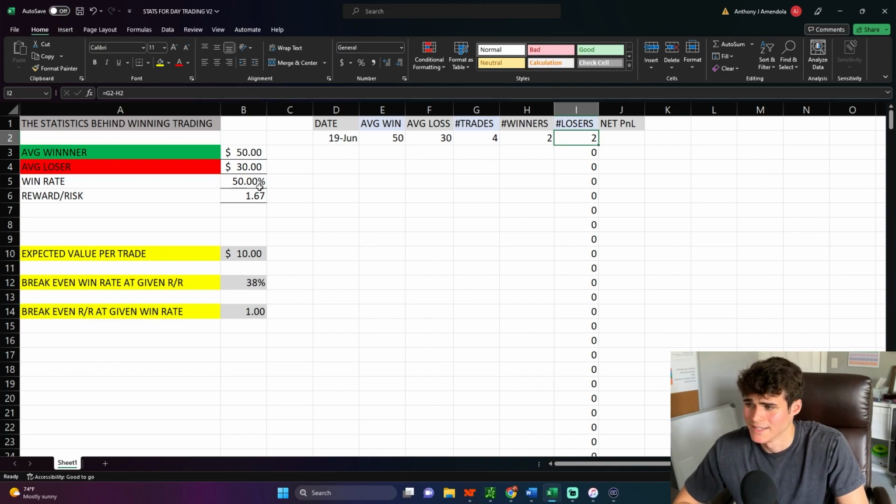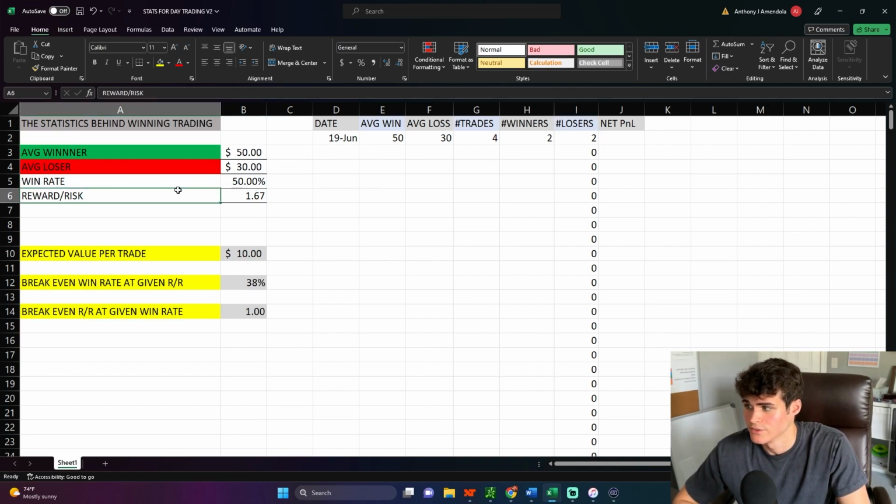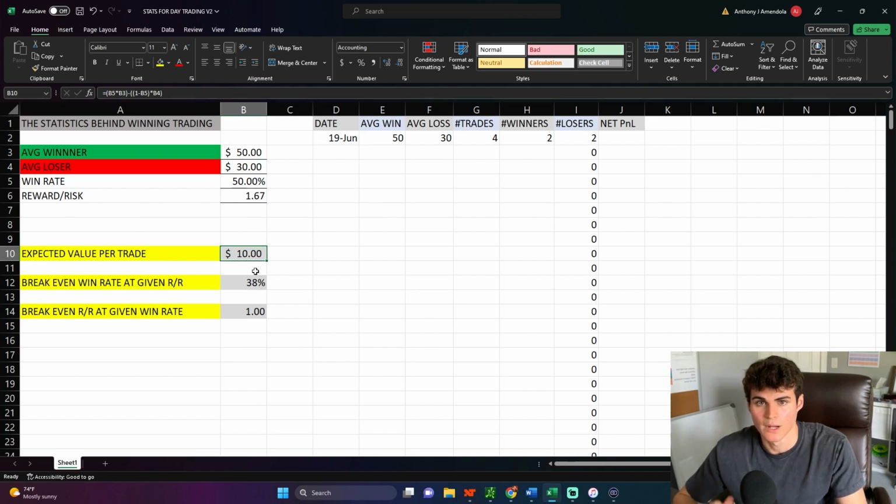So once you put this data in, you're going to have a couple values over here. What I really want you to focus on here is the win rate, the reward to risk, and the expected value per trade. So the expected value per trade is a composite of the win rate and the reward to risk. And so long as this is a positive number, that is a positive system that, extrapolated over a large time frame, will make money.